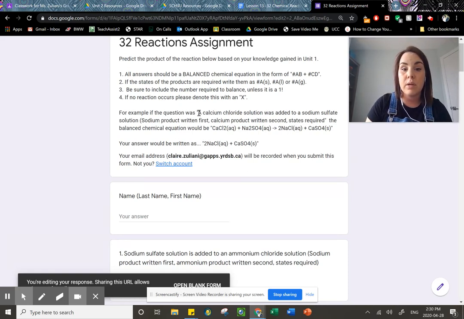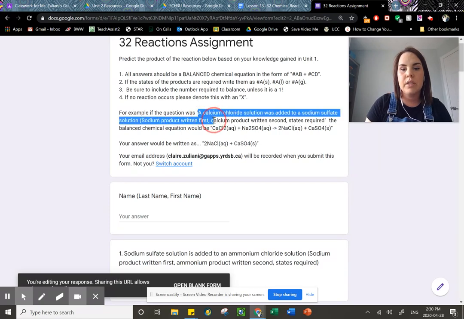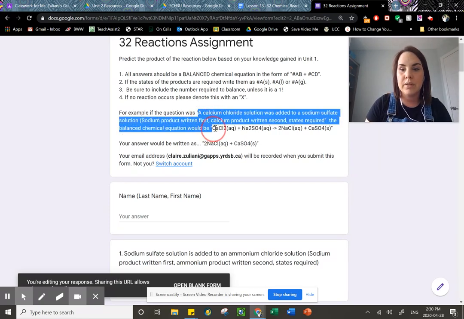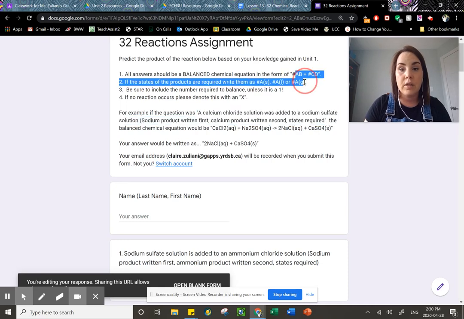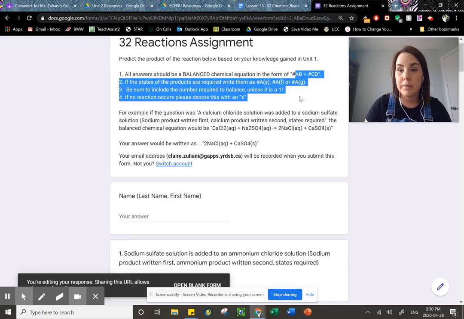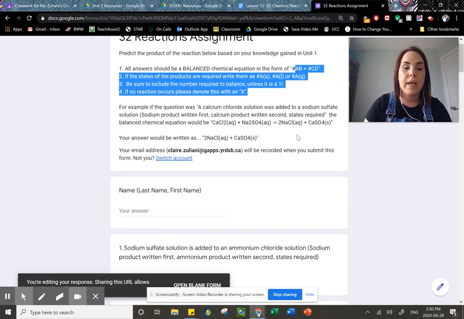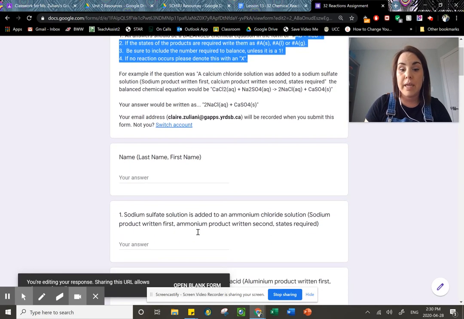So if this was the question, a calcium chloride solution was added to a sodium sulfate solution, sodium product written first, calcium product written second, states required. I wrote my sodium product first, I wrote my calcium product second, I've included my states, and I followed these rules up here. And then I'm going to put that in as my answer for the form.